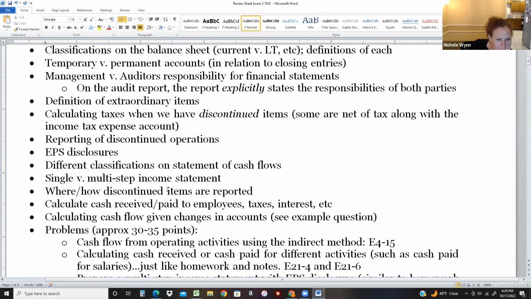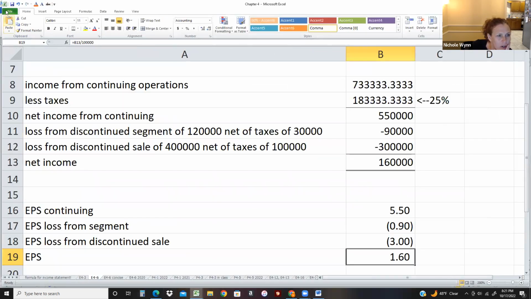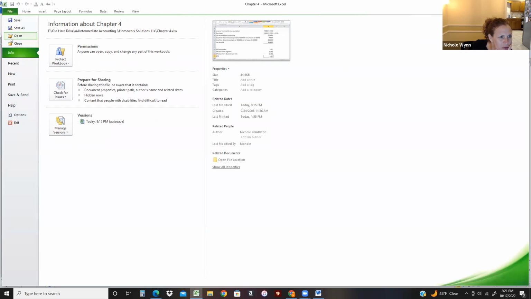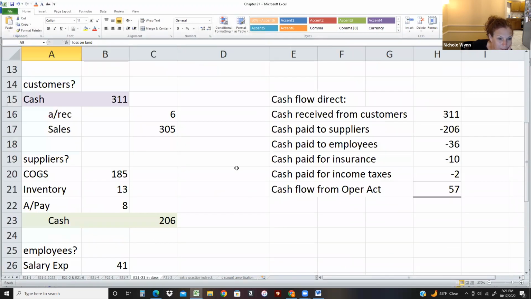Okay, so our 3 problems. One of them is cash flow using the indirect method. One of them is calculating cash received or cash paid with different methods. And then the multi-step income statement that I already talked about. So let's take a look at 21.4 and 21.6 on the homework solutions. I just want to pop those up and show them to you. If I were you, I would go rework those problems for 21.4 and 21.6.